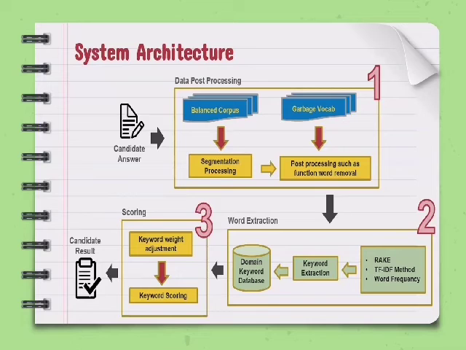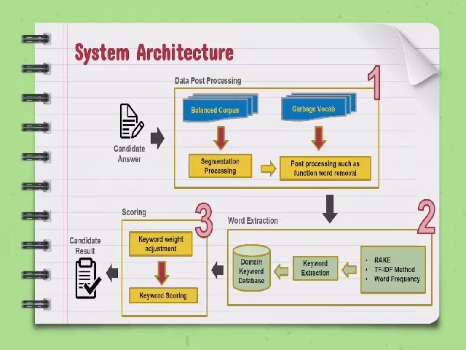So this is the system architecture of the system. The system architecture is divided into 3 different components. First, the candidate answer will be submitted and processed for data post processing. Then in the segmentation process, it will find the stop words and trace all the important data to be transferred to post processing, such as function word removal. Then the document is tokenized.